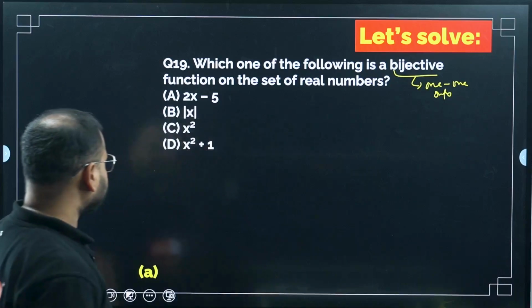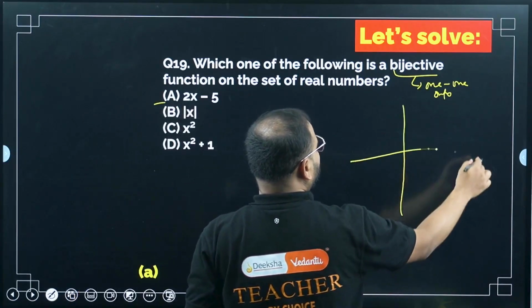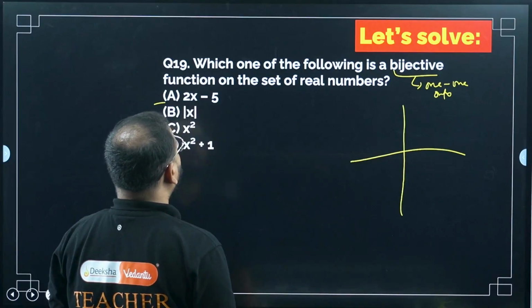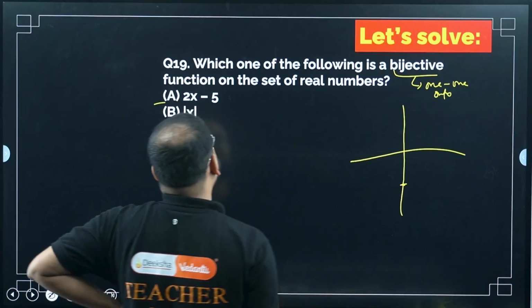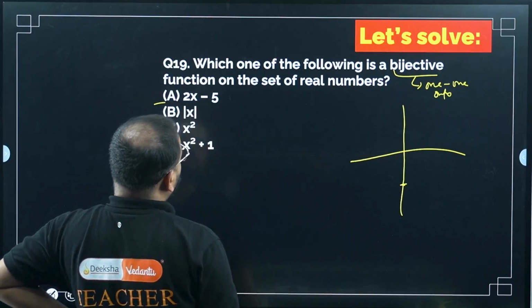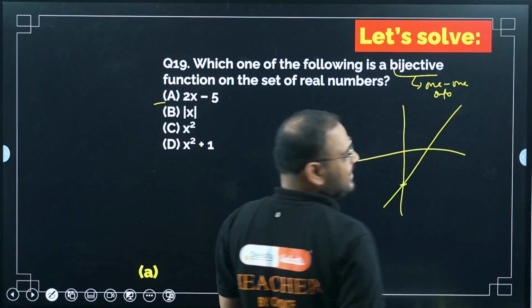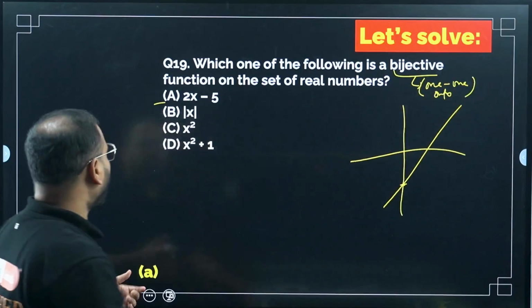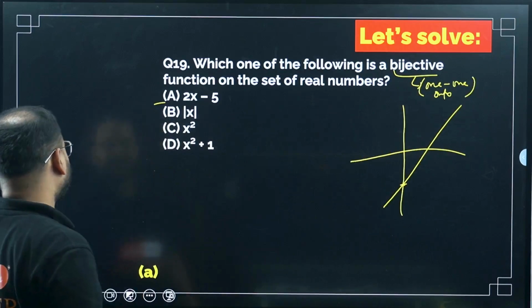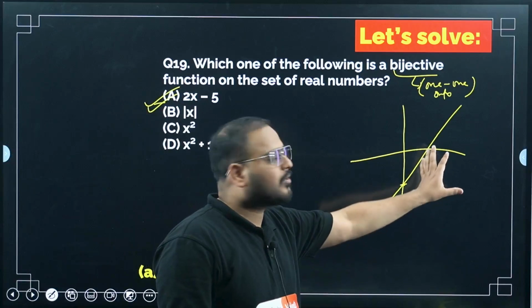Okay. So first one, option A. Check here. Straight line, right? Option A is a straight line. How will it look? When x is 0, y is minus 5, somewhere here. When y is 0, x is 5 by 2, somewhere here. A straight line is one-one onto, right? So option A has to be correct. Directly we can write here. Anyway, a straight line is always a one-one onto function, right?